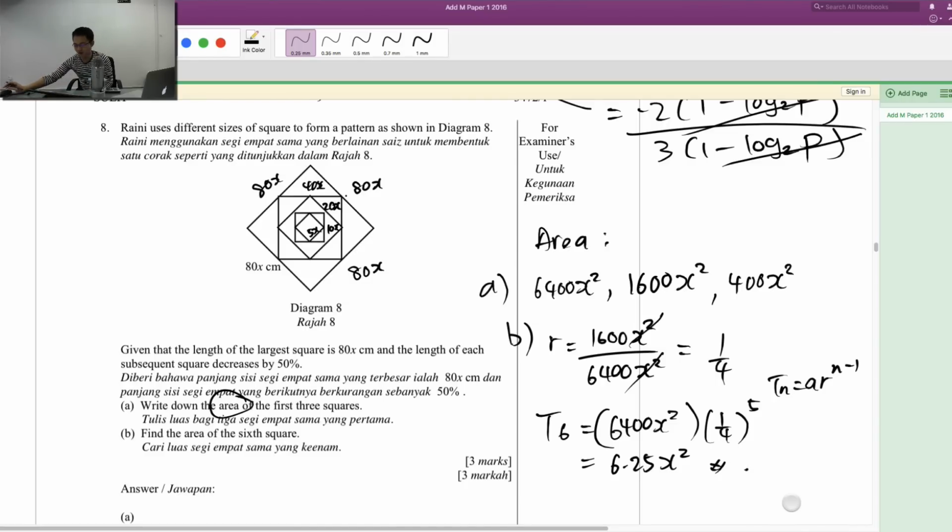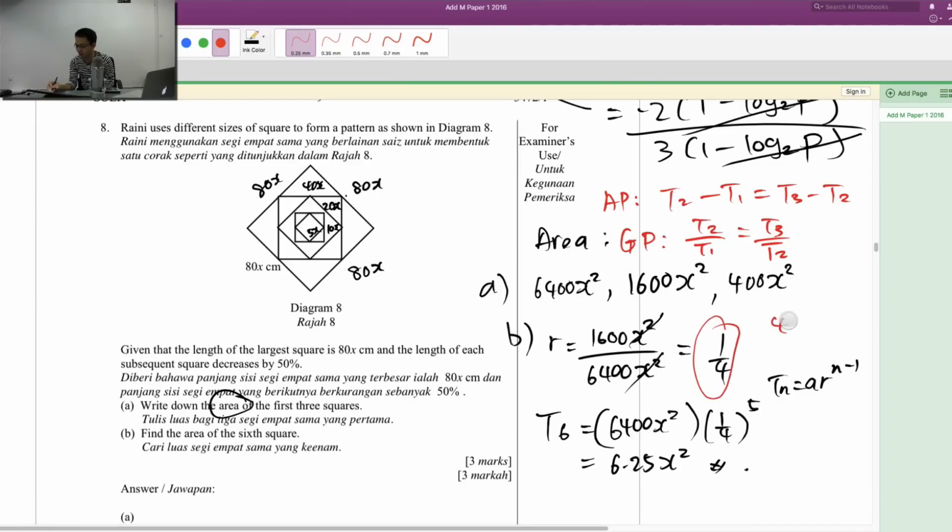How do you know it's AP or GP? Okay, you want to know if it's AP or GP. One of the ways is you do some testing. If T2 minus T1 is the same as T3 minus T2, then it is AP. If T2 over T1 equals T3 divided by T2, this is GP. Let's say just now I used 1600 over 6400, I get 1 over 4, right? I try to use 400x squared divided by 1600x squared. I will get 1 over 4 also. But if I minus, of course I won't get the same value. This is how I know it's AP or GP. Okay, I hope I do answer your question.